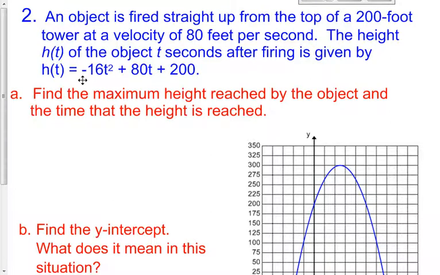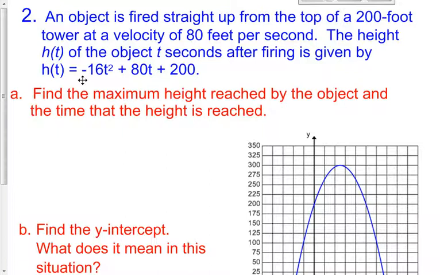Hi class, here's problem number 2 on our notes for today, which is 6.8 notes day 1, quadratic word problems. An object is fired straight up from the top of a 200-foot tower at a velocity of 80 feet per second. The height, h of t, of the object t seconds after firing is given by the equation h of t, so the height, equals negative 16t squared plus 80t plus 200.